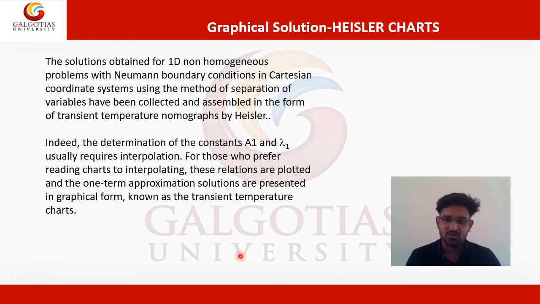So we use the Heisler chart to find the solution when our Biot number is greater than 0.2. In that case, the lumped mass system doesn't give accurate results. So at that time, we are using the Heisler chart to find the solutions of the unsteady state problems.